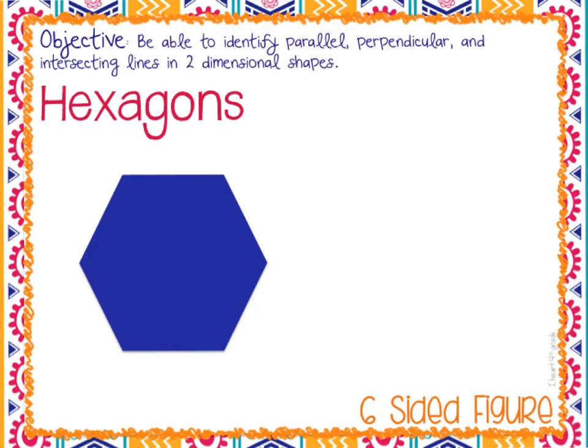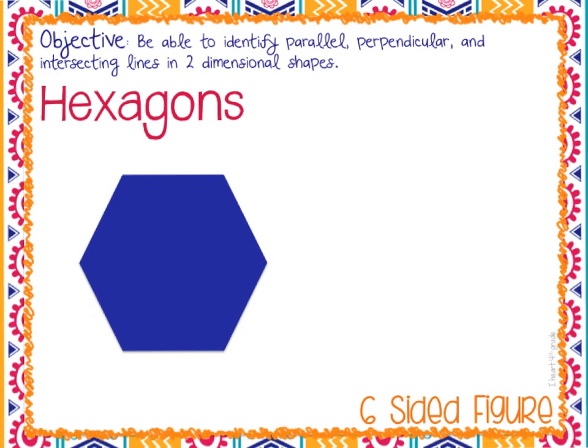Hexagons. Hexagons are six-sided shapes. Here I have a regular hexagon. So it has six sides and it has six vertices. I'm going to start with my vertices. Do I have any square corners? No, I don't. So I don't have any perpendicular lines. So all of those are pairs of intersecting lines. There are three pairs of intersecting lines.